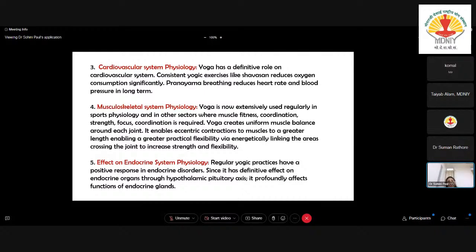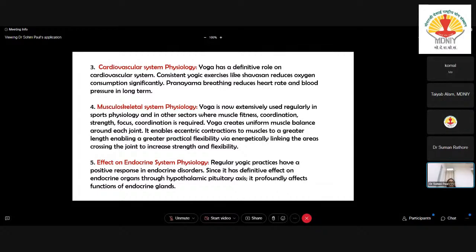And if we see yoga, it mostly helps in enabling eccentric contraction of a muscle to a greater length, and that also helps in greater flexibility. So flexibility is also important, and increasing joint strength and flexibility is also important for the proper functioning of an individual for a longer period of time. So that's what your musculoskeletal system's physiology is.